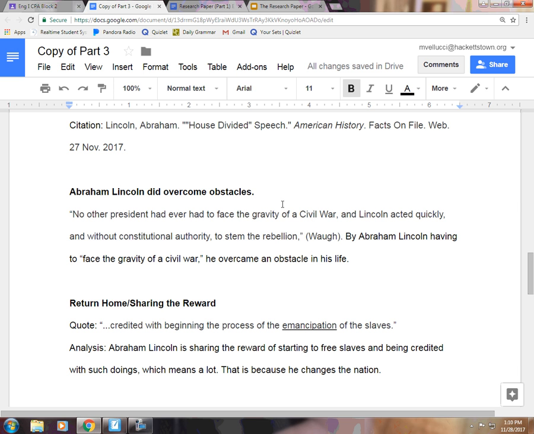In terms of introducing the reader to the quote, we need to look at this quote and think to ourselves, do we want to talk about when this event happened, where this event happened, or do we want to talk about both? So when I look at the quote, no other president had ever had to face the gravity of a civil war, and Lincoln acted quickly and without constitutional authority to stem the rebellion. I don't see a where in this quote, but I do see a when. Okay, so all I'm going to do to bring the reader to the quote is I'm going to have my character name, I'm going to have my topic, and now I'm going to add part of the setting.